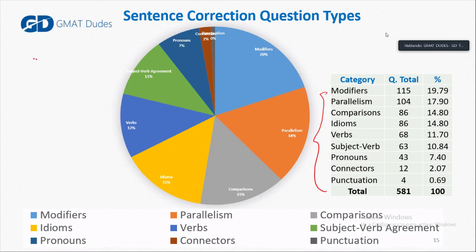And here you can see a pie chart of how relevant those topics are in an exam. One thing I can tell you, and I can give proof of this from my experience, modifiers is the most common topic in sentence correction. And yeah, I agree with this as well. Parallelism is the second most common topic. Okay, so you have to learn them all.